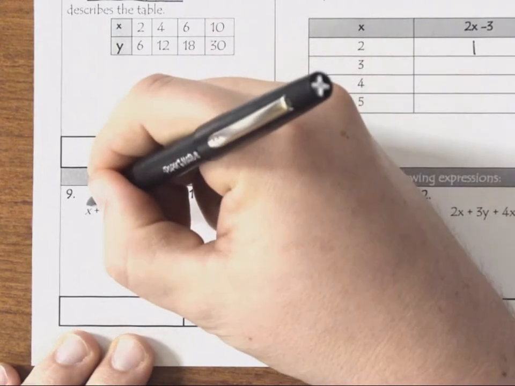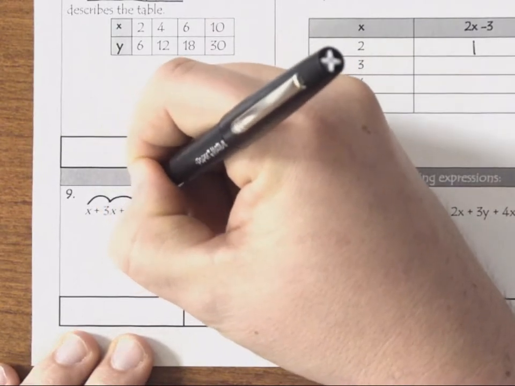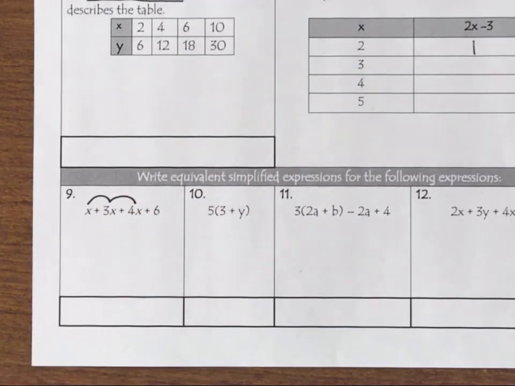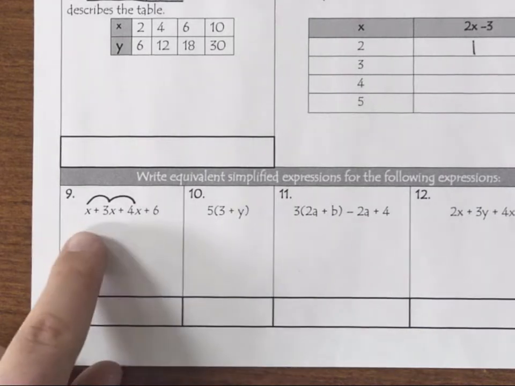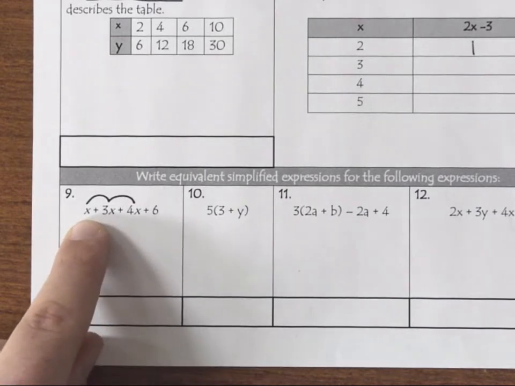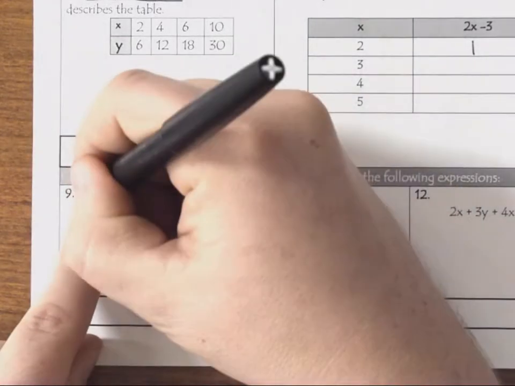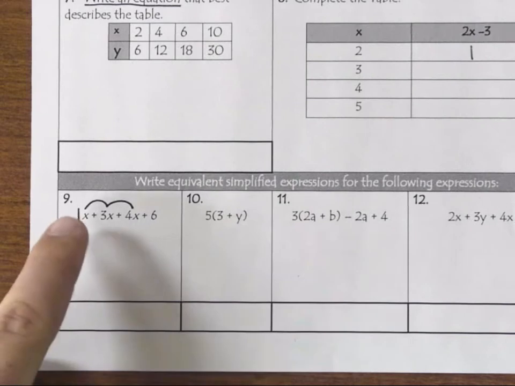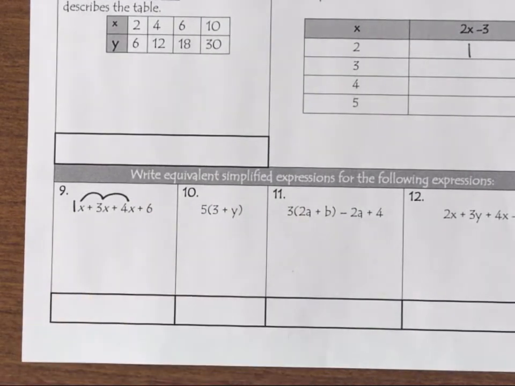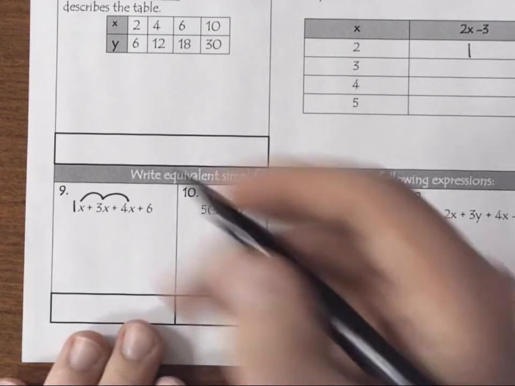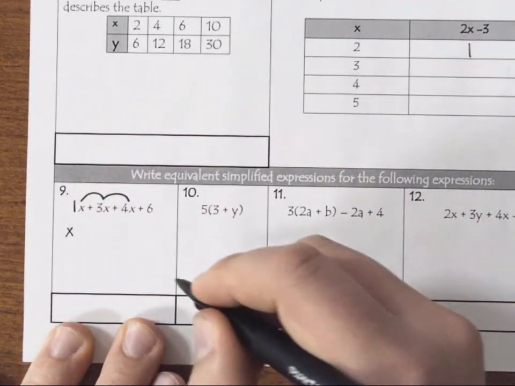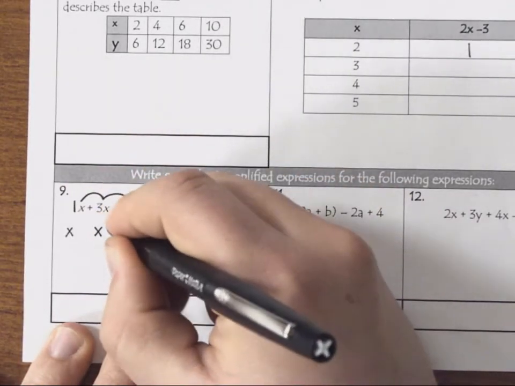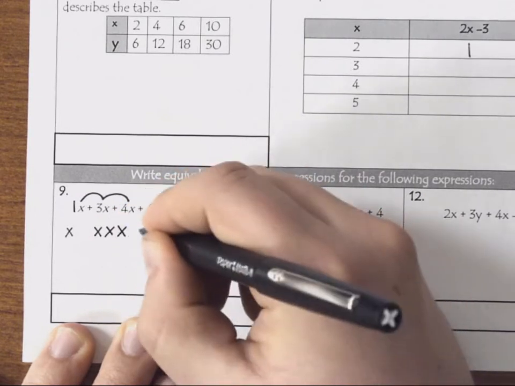So I'm looking for like terms that I can put together. Well, I see an x, a 3x, and a 4x that all need to go together. Remember, anytime I see an x by itself, that means that it has an implied coefficient of 1, meaning that is just 1x. So now I need to add them together. 1x plus 3x's plus 4x's. How many is that? If you need to, draw a picture.